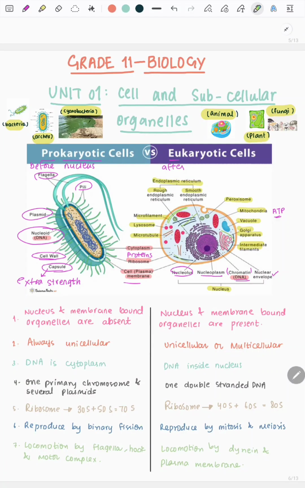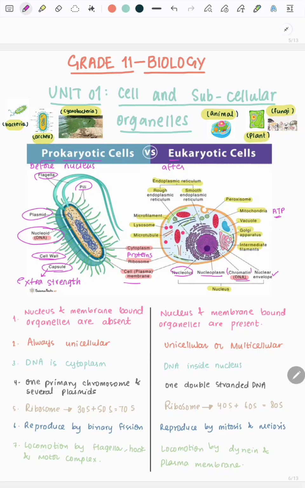The prokaryotic and the eukaryotic cell differ from each other in various ways, but they also have some common features. For example, they both have DNA, they both have the jelly-like substance called cytoplasm, they both have ribosomes, and they both have cell membranes.